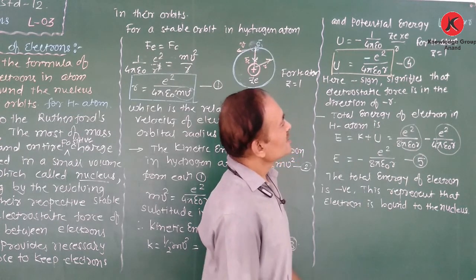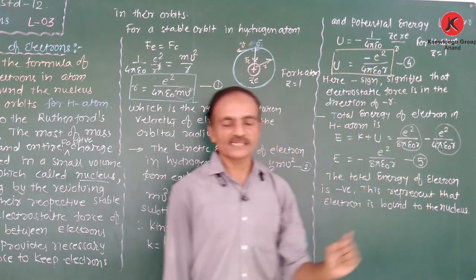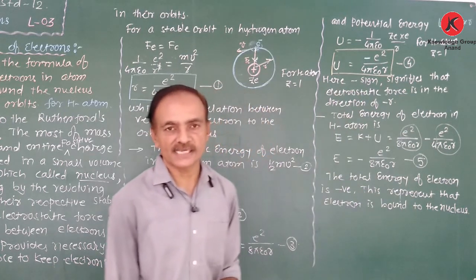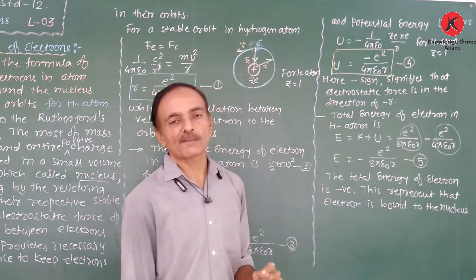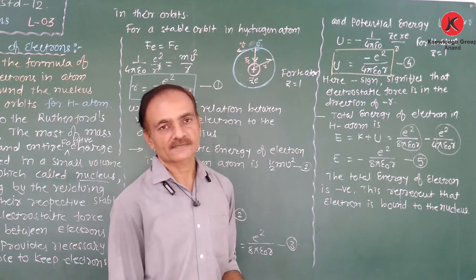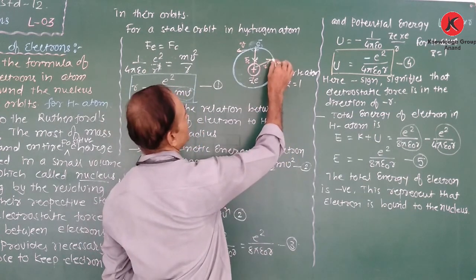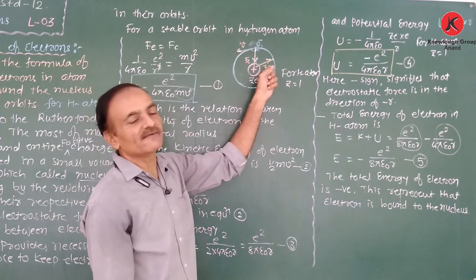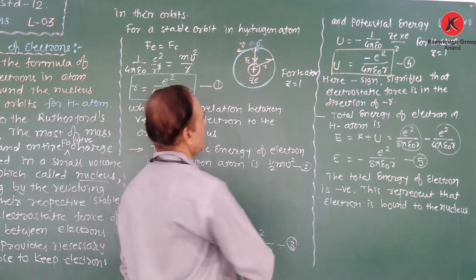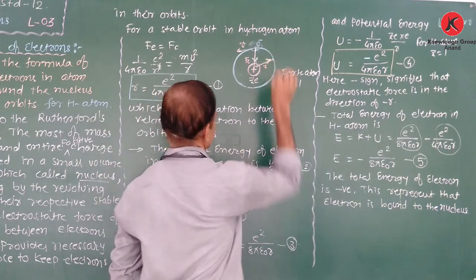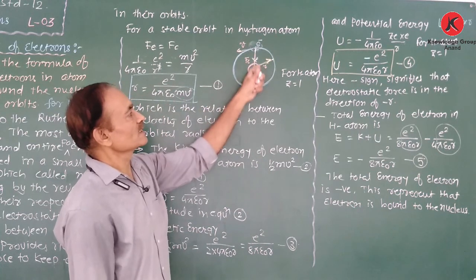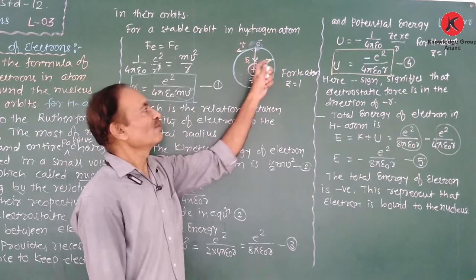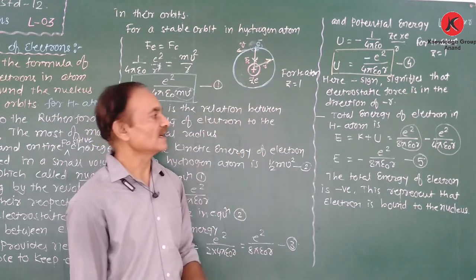Clear? So here, the negative sign in potential energy signifies that the electrostatic force is in the opposite direction of the position vector or the radius vector. Here, as we consider the position of an electron in a particular orbit, its position vector is denoted by r, that is in this direction, outward direction. Here the electrostatic force acts towards the nucleus, therefore the electrostatic force is in the opposite direction of r.